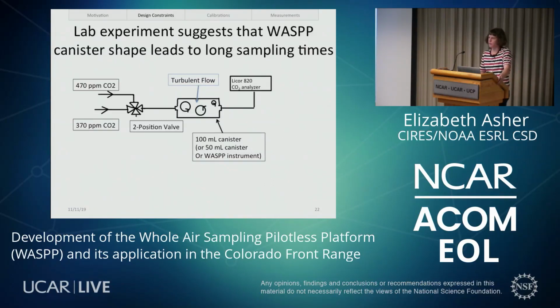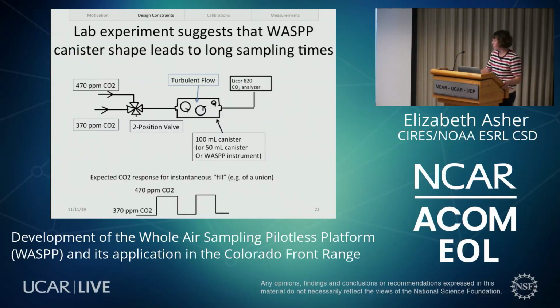The last design constraint I want to discuss is something that we actually ran into after we finished building the WASP instrument. As you've seen from some of our last drawings, our canisters are all cylindrical or flat-bottomed. And we were worried that they weren't filling as quickly as we first supposed they would. And so we devised a lab test involving two concentrations of carbon dioxide, a two-position valve in line with one of our canisters or our WASP instrument, and a CO2 analyzer. In the case of having in place of a canister something with a volume of essentially zero, we would expect an instantaneous change.